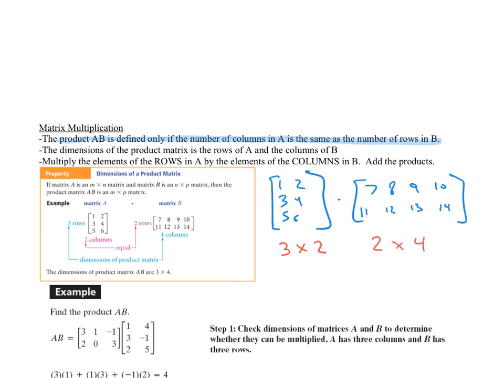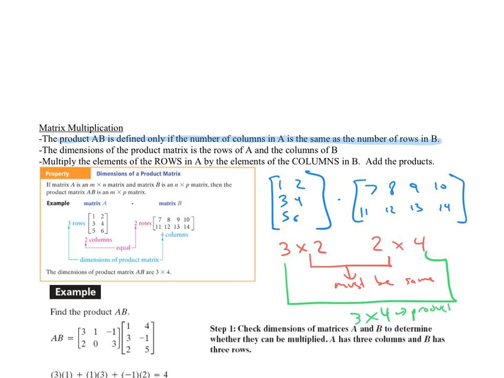What you always look for is that these have to match. The inside numbers, which are the number of columns of the first and the number of rows in the second, have to be the same. And if they are, then the outside ones, 3 by 4, are going to be the dimensions of the result, the product. Okay, so let's do a couple examples on the next page.